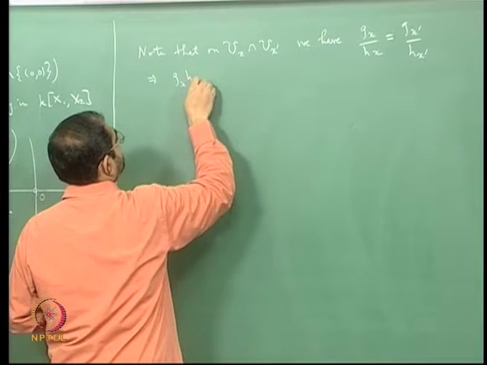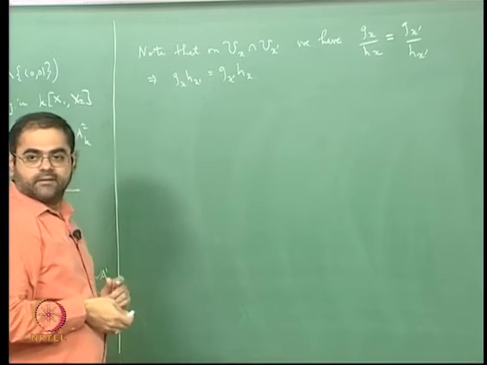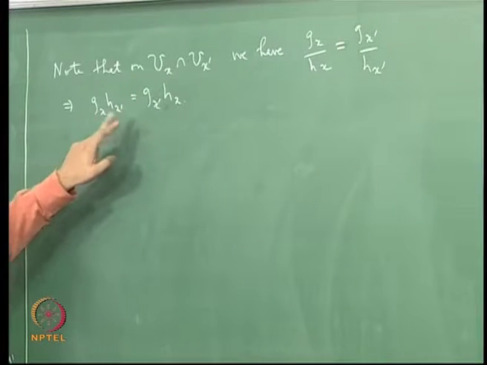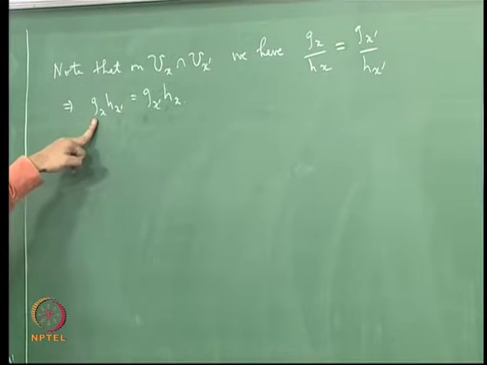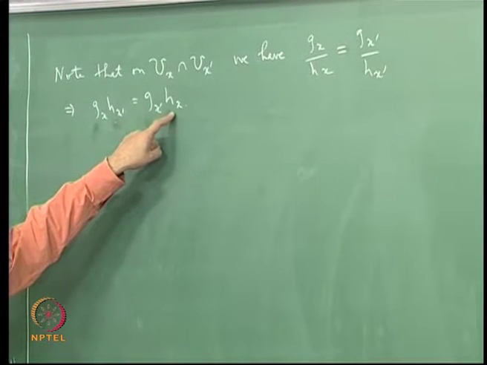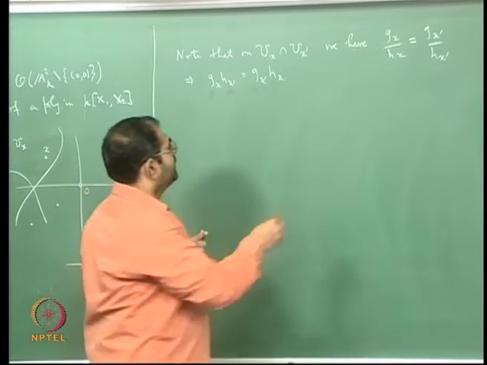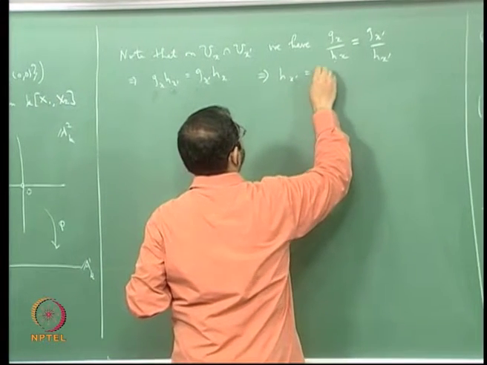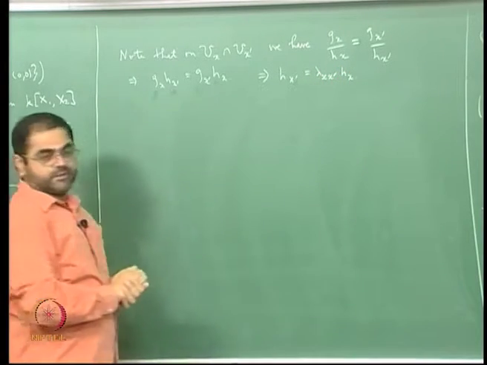Gx Hx prime is equal to Gx prime Hx, and now you see Hx divides the right side, so Hx divides this, but Hx does not divide Gx, so it has to divide Hx prime, and you will similarly get Hx prime divides Hx. So the moral of the story is that Hx and Hx prime will differ by a non-zero constant. So this will tell you that Hx prime is equal to some lambda x x prime into Hx. This is what you will get.